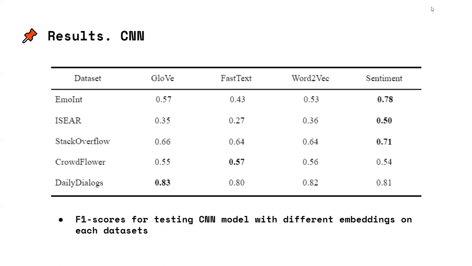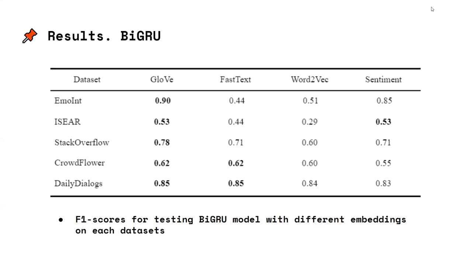CNN shows worse results. The results of the BLSTM and BGRU were better, but as we can see, the best way for CNN in the context of our collected dataset was using sentiment embedding. And the last one, BGRU: the best performance was shown by GloVe embedding. As we can see, GloVe embedding provides much higher results for collected datasets than CNN and most of the embeddings with BLSTM.